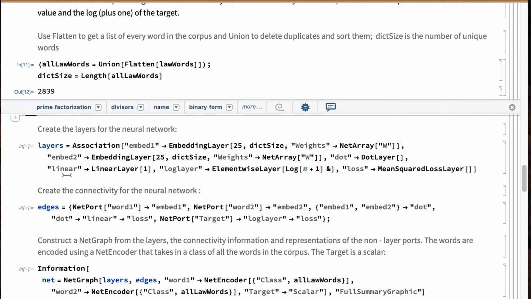We'll need a linear layer to transform the dot product, and then we're going to need to take our co-occurrence frequency, and the convention is to take the log of the co-occurrence frequency plus 1. Why plus 1? Because if you have a 0, then you'd be taking log of 0, and that's not really defined. Why log? That's a good question. The makers of GloVe recommend it.